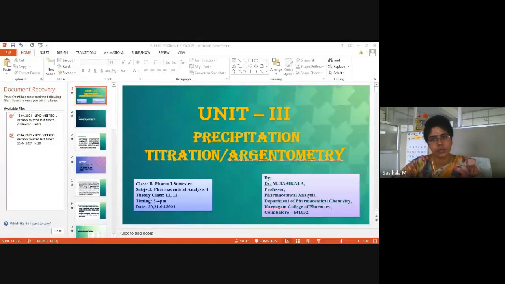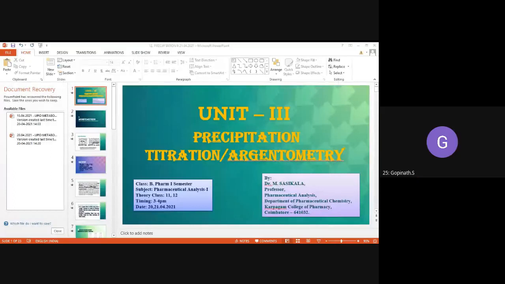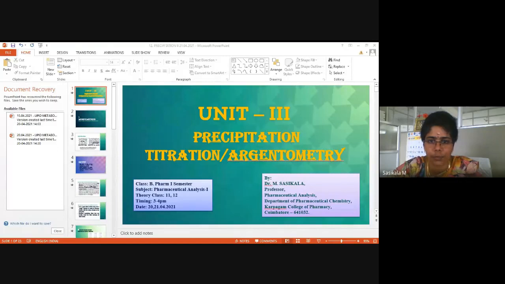Hope you have observed the color change from the picture I have shown. Now we'll see the remaining methods of precipitation titration. How many methods are there under precipitation titration? How many methods did I tell? Four methods, including modified Volhart's method.